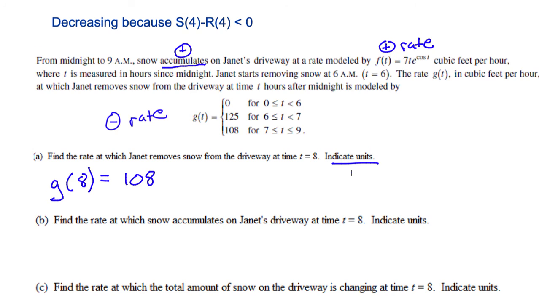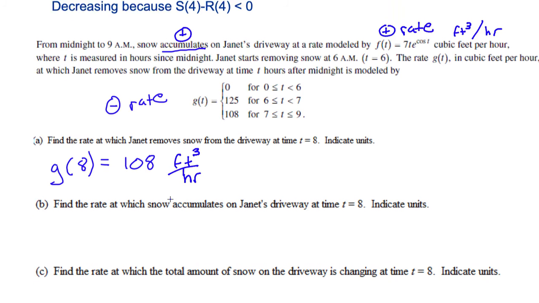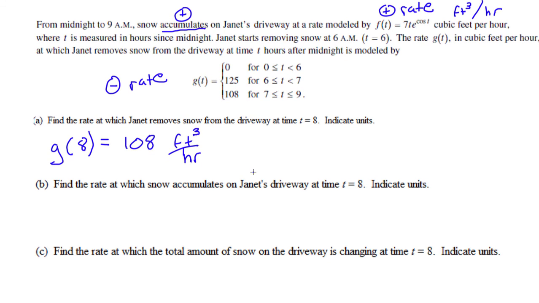And indicate units here. Our units, let's see, cubic feet per hour. Again, feet cubed per hour. So rewrite that, feet cubed per hour. Find the rate at which the snow accumulates. So now I'm doing the positive function, this function up here, so that's going to be f of 8.